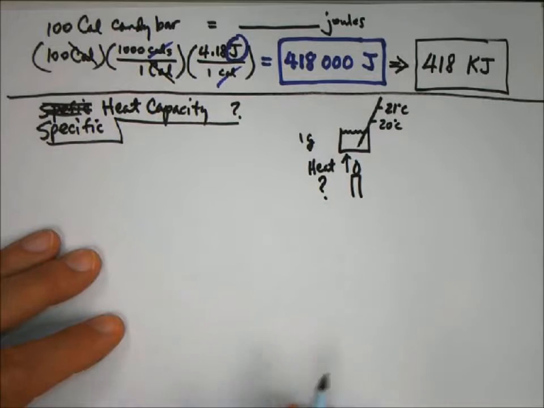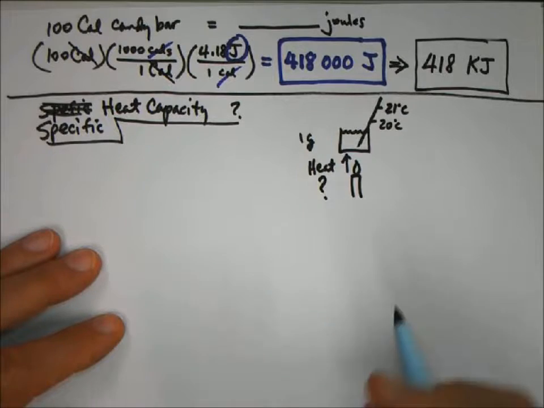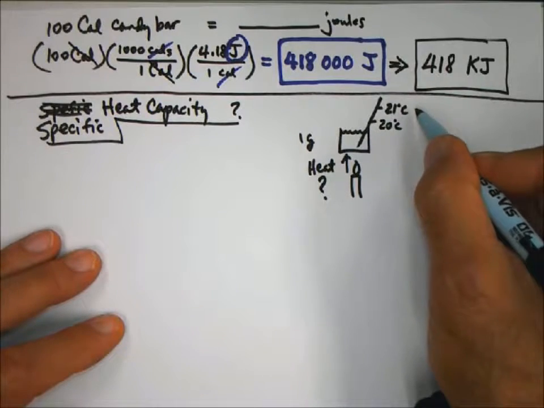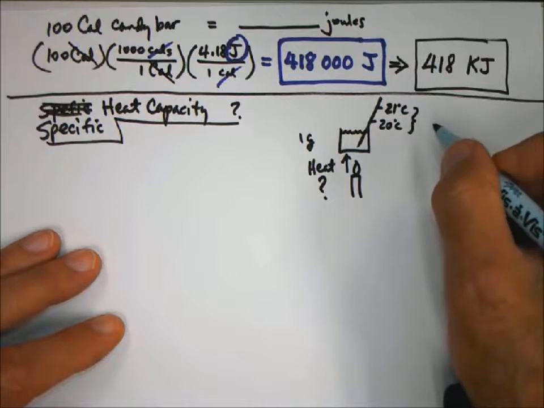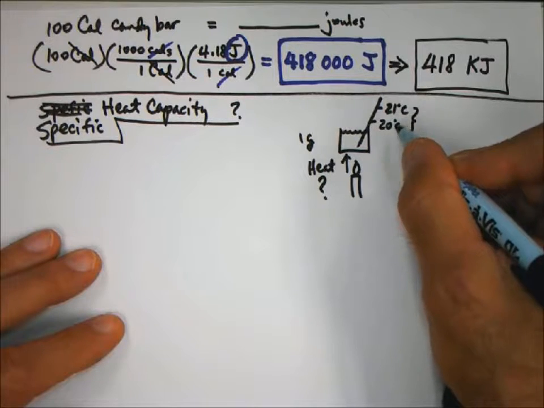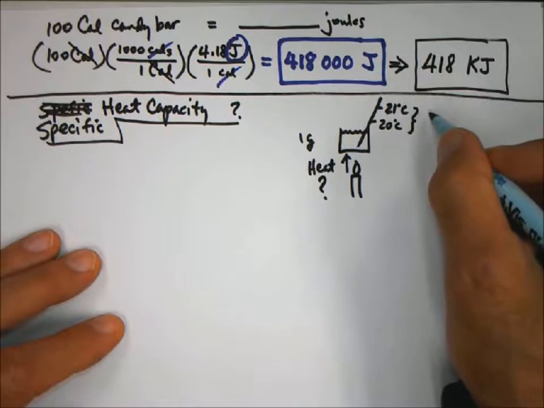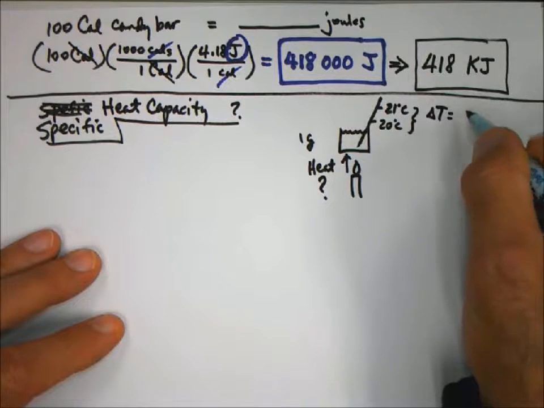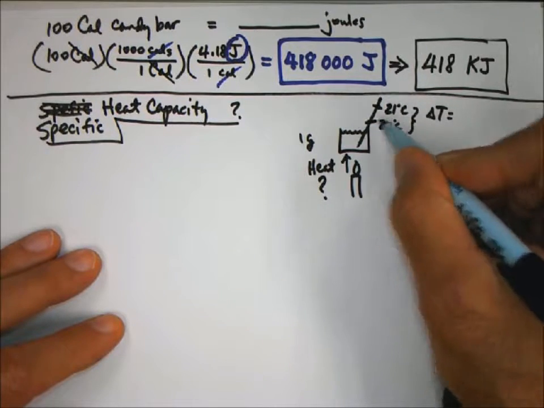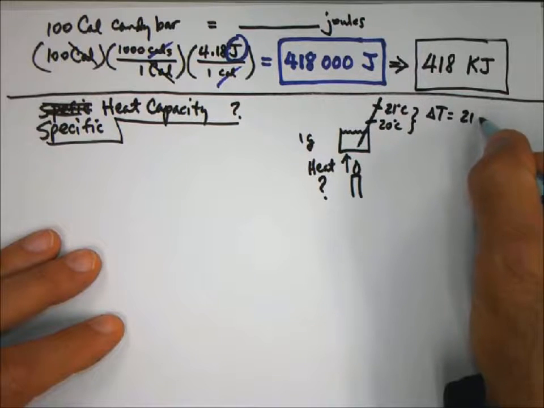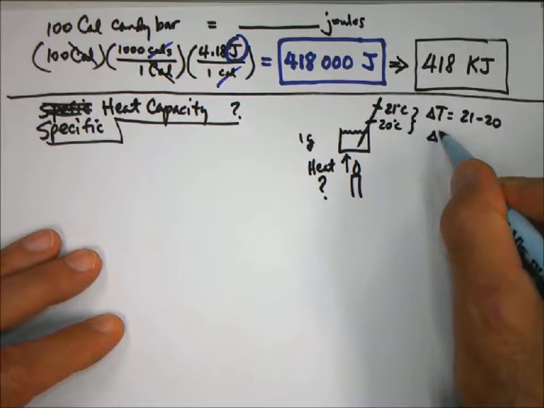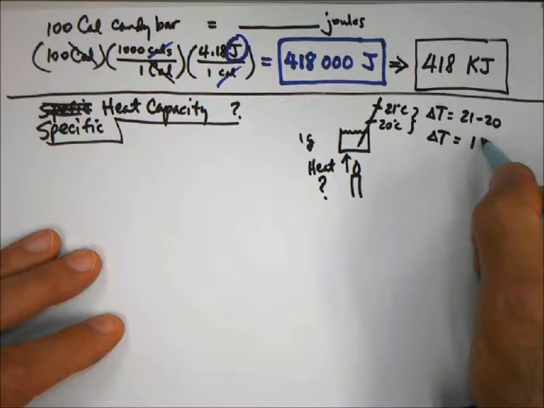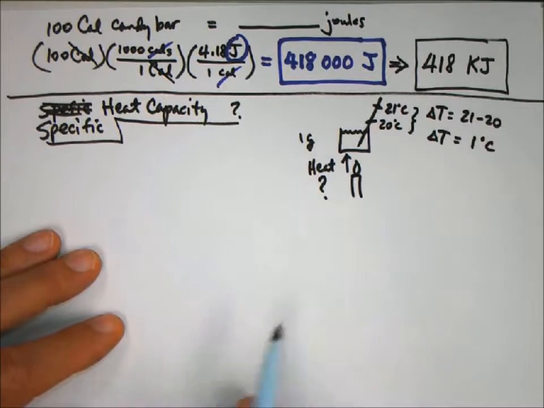Okay, how much heat was given to that water in order to cause the water's temperature to change by 1 degree? So this is a change of 1 degree. T1 was 20 degrees, T2 was 21 degrees. The change in temperature is equal to the final temperature of 21 degrees minus the starting temperature of 20 degrees. So that gives us the change in temperature of 1 degree Celsius. How much heat is needed to do that?